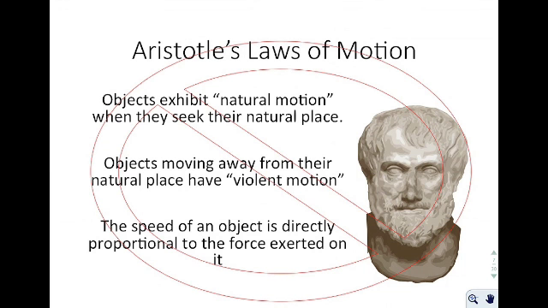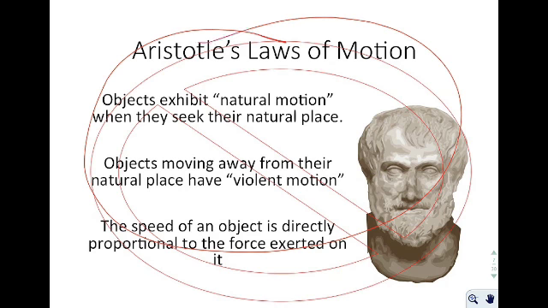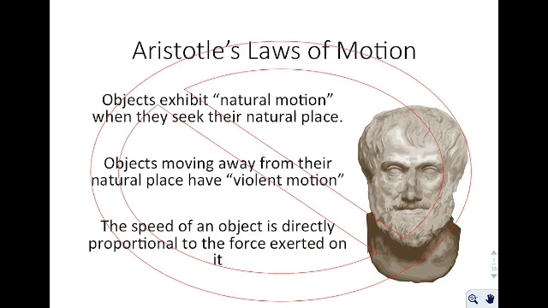So now, we have Aristotle's laws of motion. The first thing you should notice is there's a big X through this. That just indicates that it is no longer believed. I need to give you a historical perspective and tell you what Aristotle believed, but this is no longer considered to be valid. What Aristotle believed is that objects have natural motion because they have a natural place.